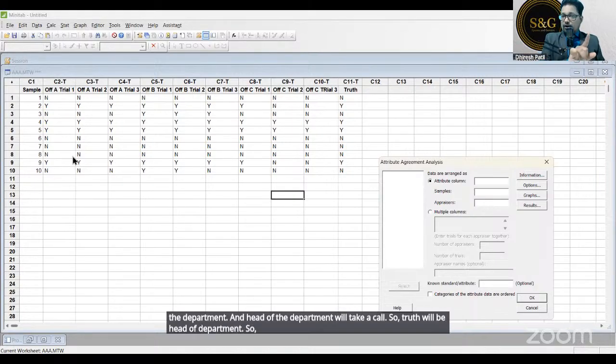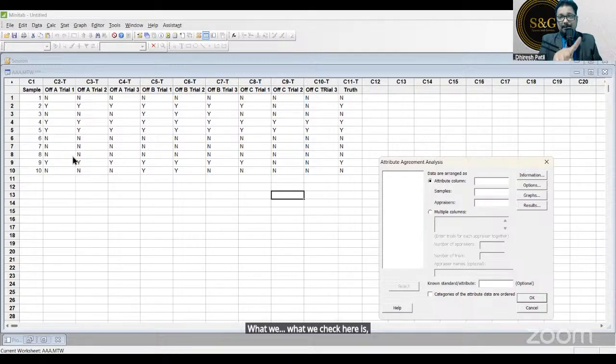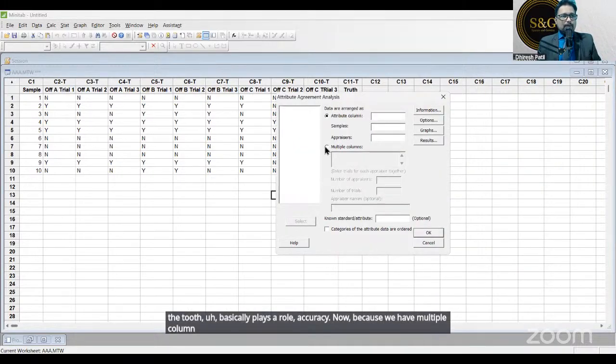So what we check here is repeatability and reproducibility, but we also check the accuracy as well. Accuracy in the sense of whether you are matching your decision with the truth, with the standard. Truth is considered to be a standard. Truth is like a third umpire whose decision will be the final decision. Clear? So in this case, the truth is that person. That is how the truth plays a role. Accuracy ke liye. Now, because we have multiple columns, we have to click on multiple columns here.